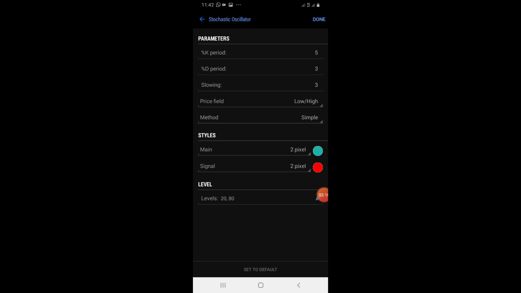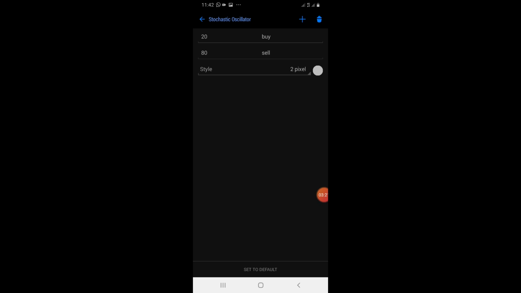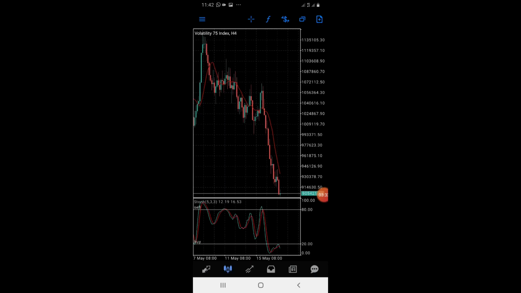And then also to that, we're going to add levels, right? What's a stochastic indicator without levels? We will need levels, and here are our levels and their description. So we have level 20, which will have a description of buy, and then level 80, which will have a description of sell. And then once you're done, you're going to click done, and as you can see, we now have a stochastic at the bottom right there.